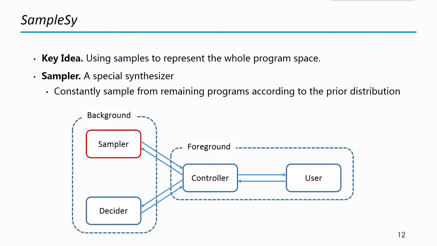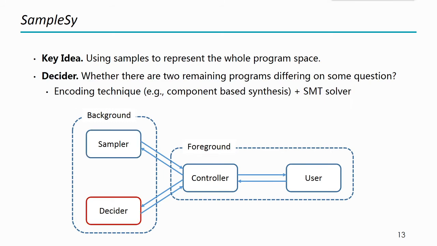The sampler is a special synthesizer that constantly samples programs from all remaining programs according to the prior distribution. The decider verifies whether the ambiguity has totally been eliminated. Concretely, it checks whether there are two remaining programs differing on some question. The decider can be implemented by first using encoding techniques to construct an SMT formula, and then invoking an SMT solver to verify this formula.